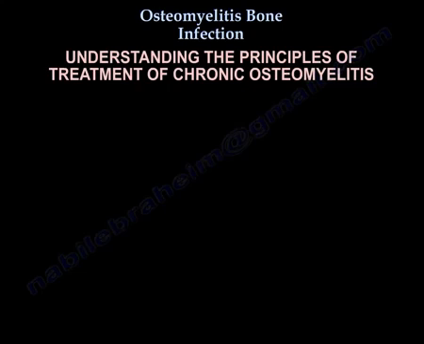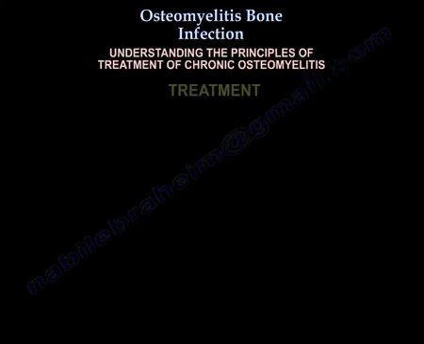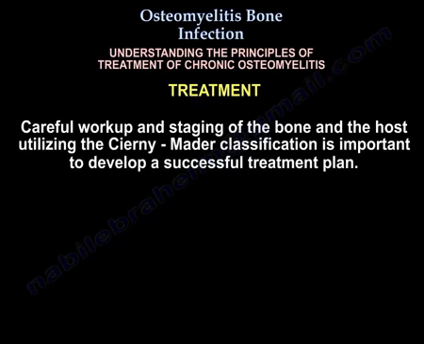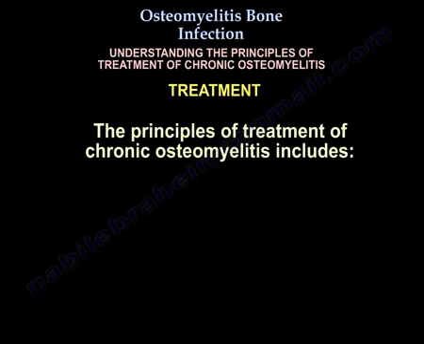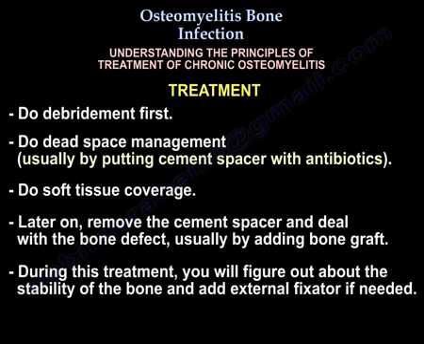Understanding the principles of treatment of chronic osteomyelitis. Careful workup and staging of the bone and the host, utilizing the Cierny-Mader classification, is important to develop a successful treatment plan. The principles of treatment of chronic osteomyelitis include: you do debridement first. You will do dead space management, usually by putting a cement spacer with antibiotics. Then you will do soft tissue coverage, and then later on you remove the cement spacer. Then you're dealing with the bone defect, usually by adding bone graft, and during the treatment you'll figure out the stability of the bone, and you'll add an external fixator if needed.